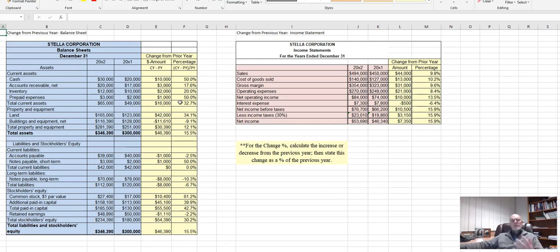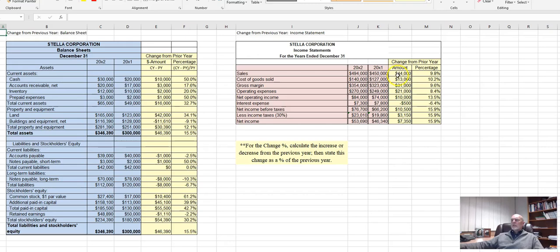By doing that, we can just look at how the balance sheet is changing from one year to the next, and whether those changes seem to be in line with each other, or whether some things seem to be increasing or decreasing faster than the other items.